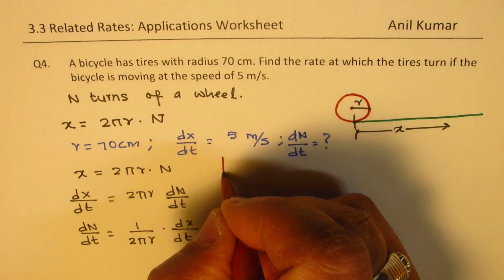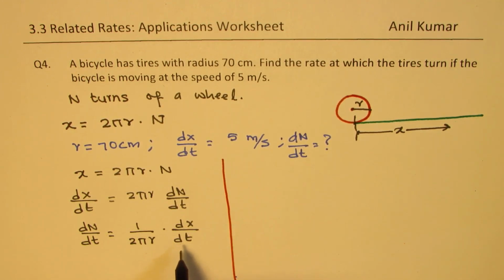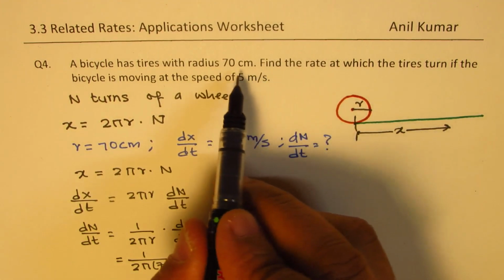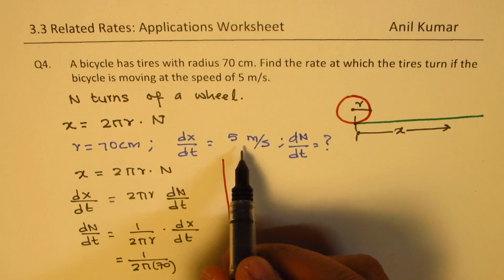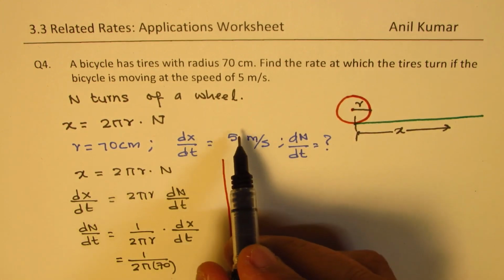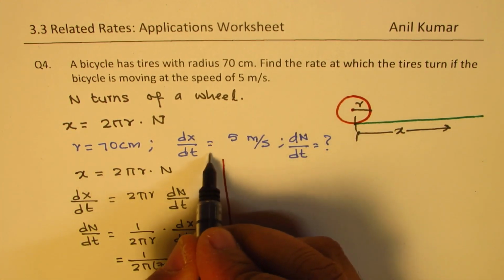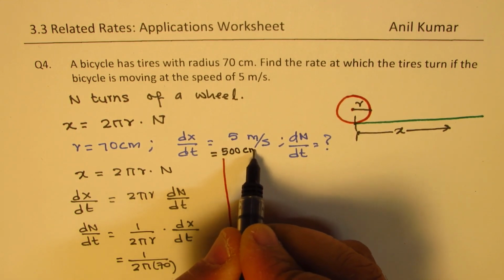And from here, we can substitute the values and find the answer. What we really need to find is dn/dt. And so we'll just substitute these values here and get our answer. We know all of them. So dn/dt is equal to 1 over 2 pi, radius is 70 for us. Oh, okay, so I made a mistake. So 70 centimeters, right? So we have to write this in centimeters, or we should be writing this in meters, right? So since I wrote 70 here, let me change this unit here. 5 meters per second really means 500 centimeters per second.